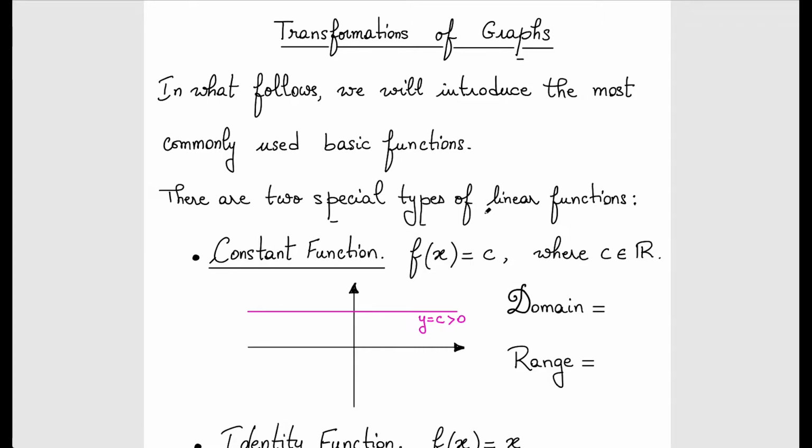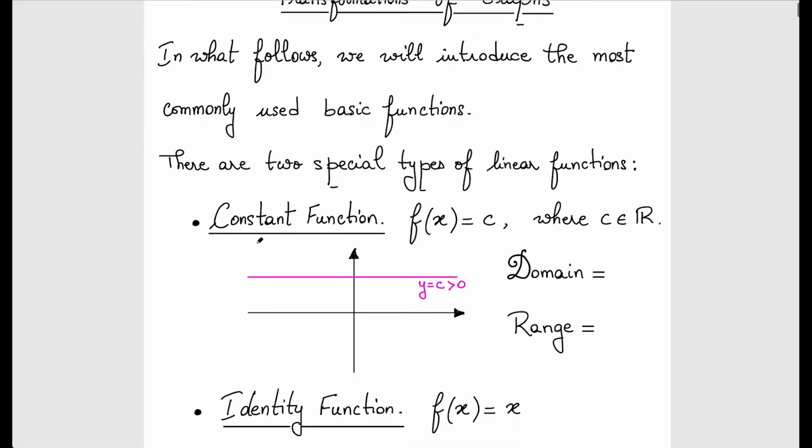Remember, linear functions are functions that look like y equals mx plus b, right? So linear has to do with the power of x being 1, and the graph of such a function is a line, right? Where m is the slope and b is the y-coordinate of the y-intercept. Alright, so there are two types of linear functions that we are interested in.